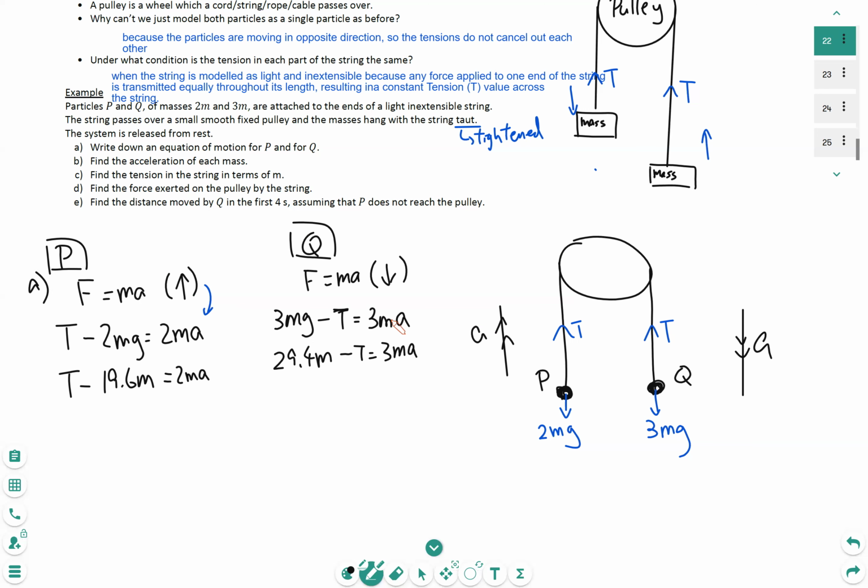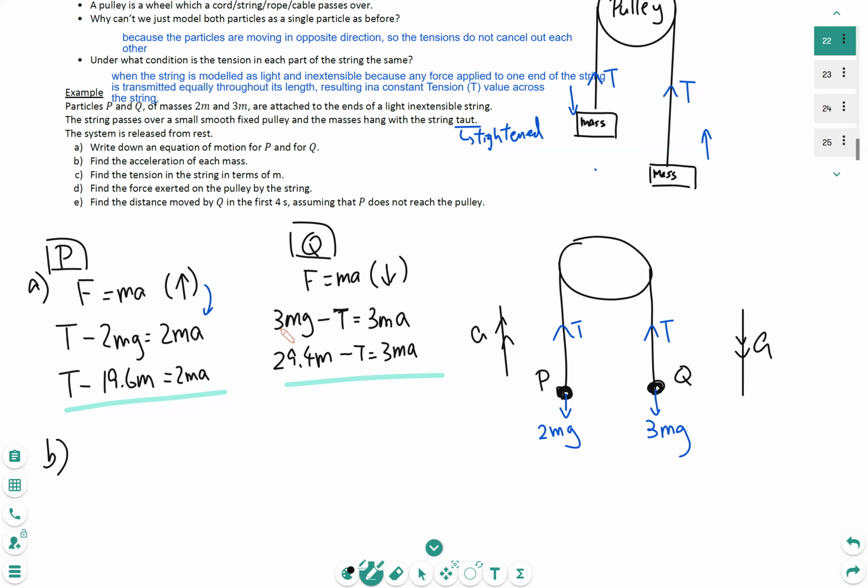Okay, so we've got the two equations, right? Part B, find the acceleration for each mass. To find acceleration, you can see we've got two equations here, and there are two unknowns. Well, are there not three, m, T, and a? Yes, but the m will cancel out. So let's try to solve the equations.